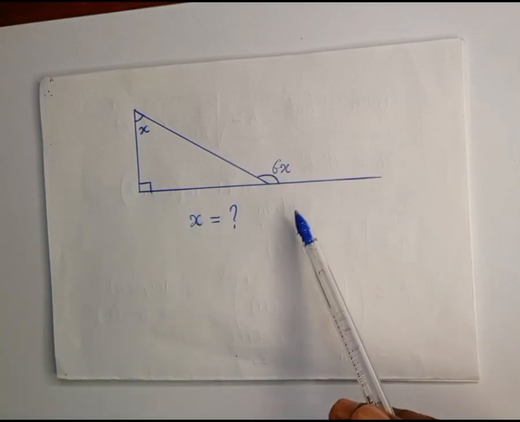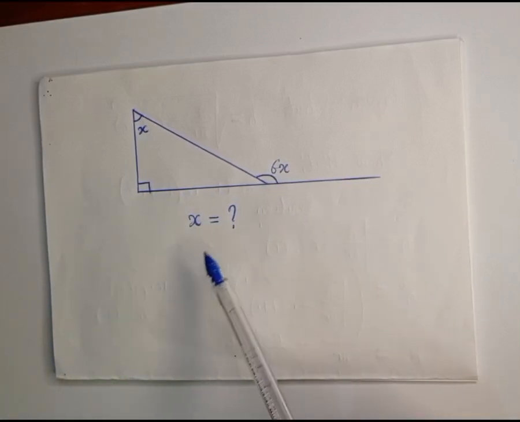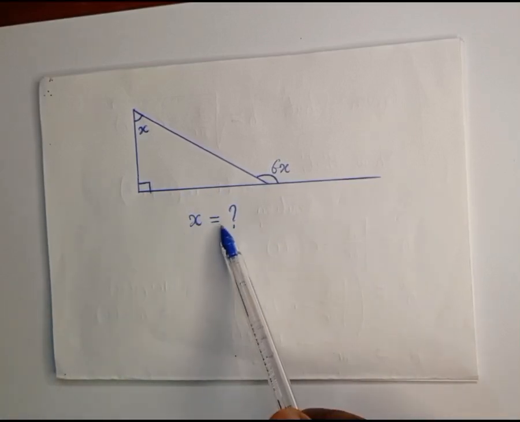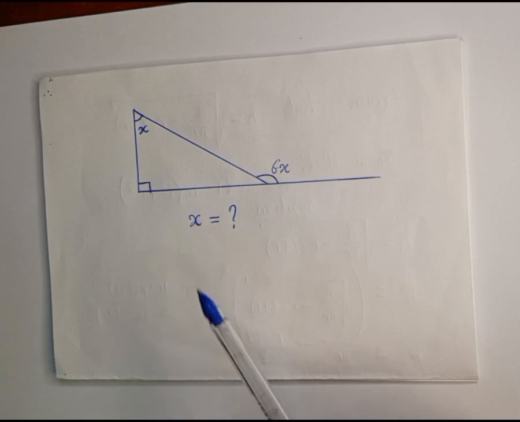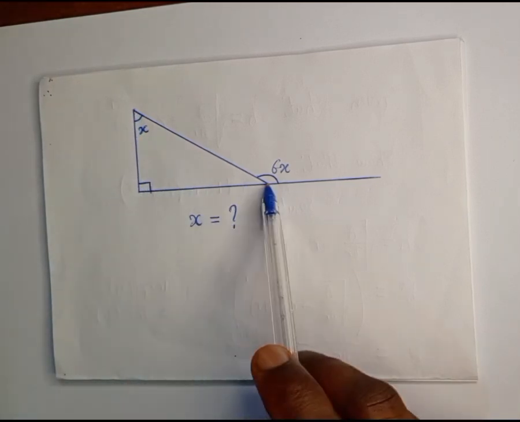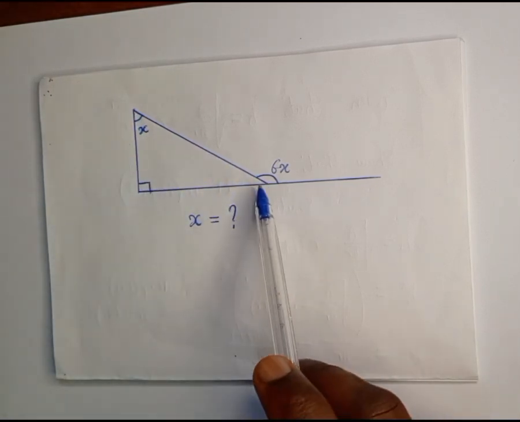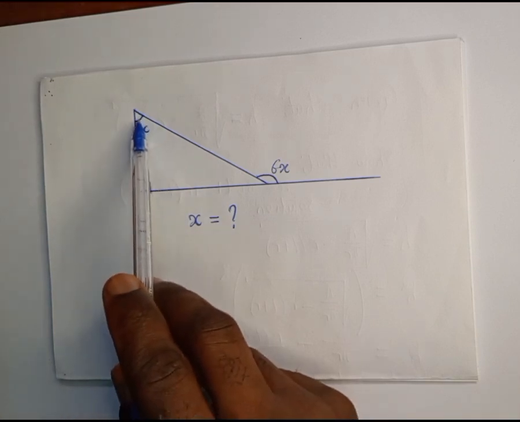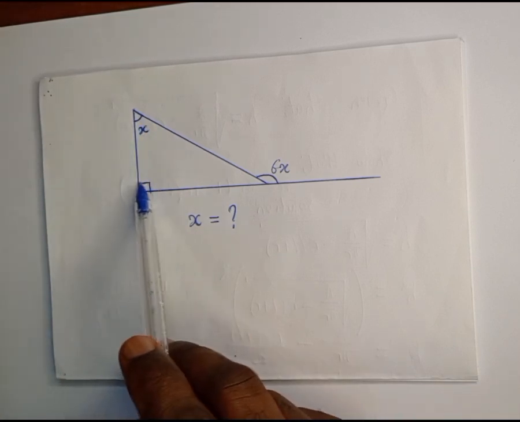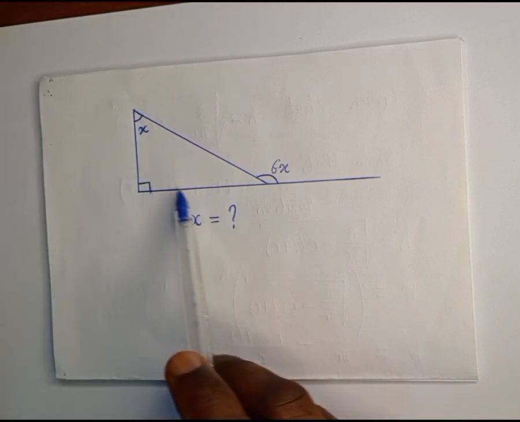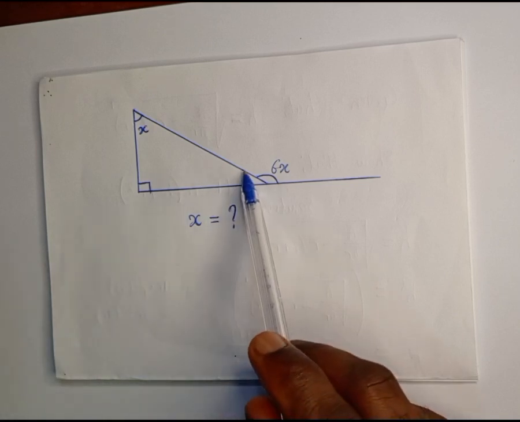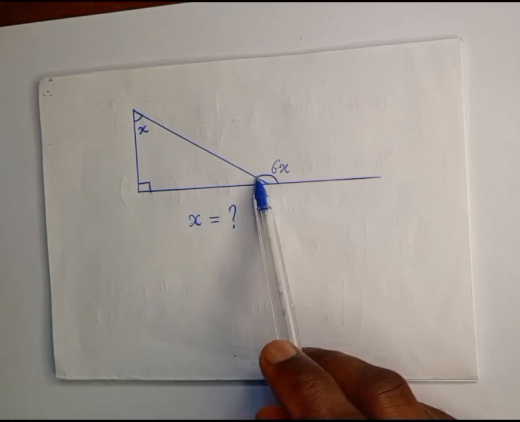We have this figure. We are to find the size of the angle X. This is a right angle triangle. It has interior angles. This is X. This angle is 90 degrees. That means these two lines are perpendicular. This other angle has not been given.